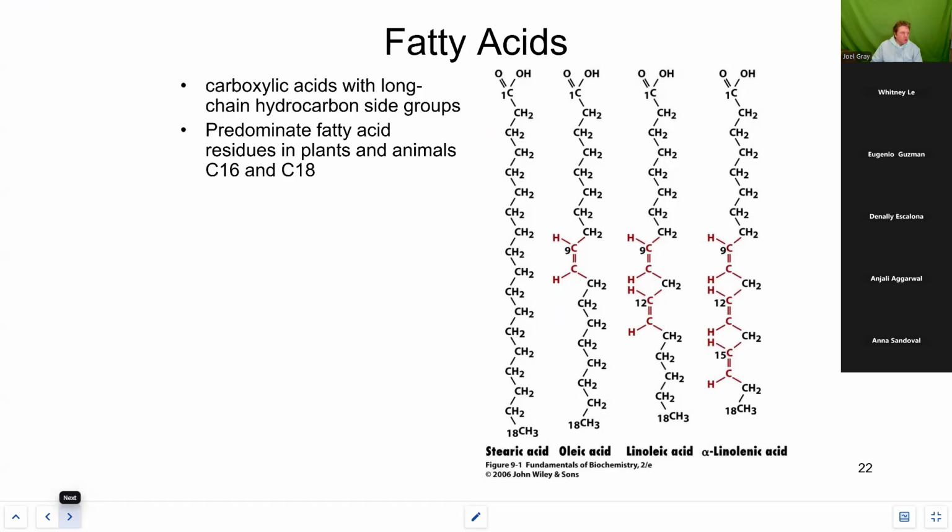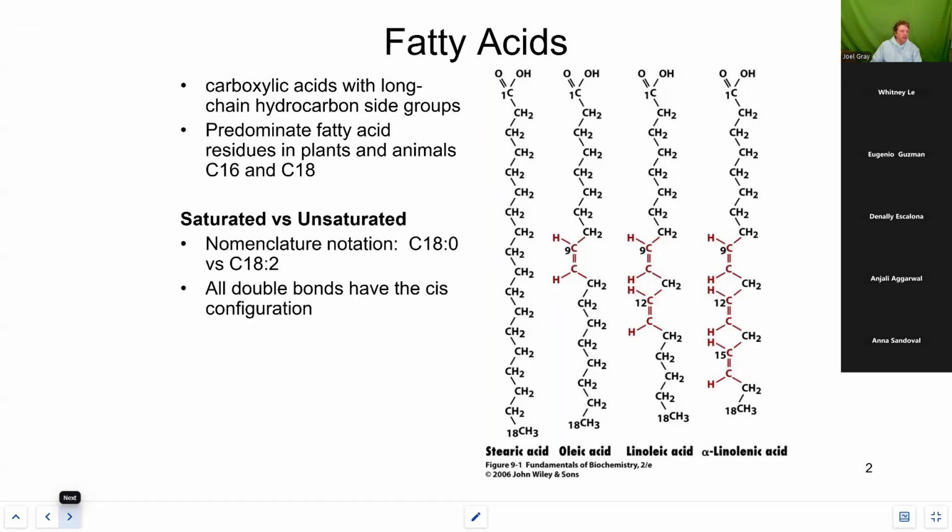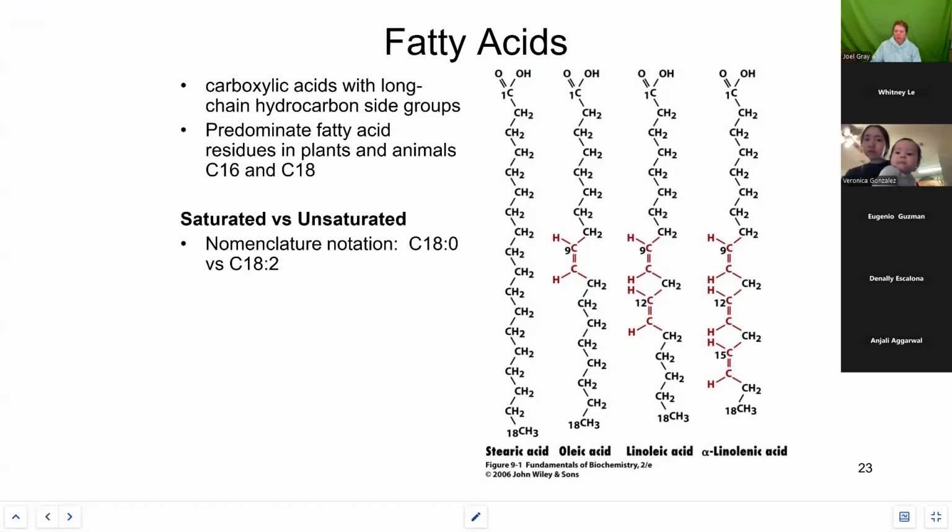Now, these are long chains, typically between 16 and 18 carbons long in animals and plants. The notation that we use is 18:0, 18 being the number of carbons and the 0 being the number of double bonds, and the 2 being also the number of double bonds. So 18:2 would be an appropriate representation for linoleic acid, and 18:0 would be for stearic acid.